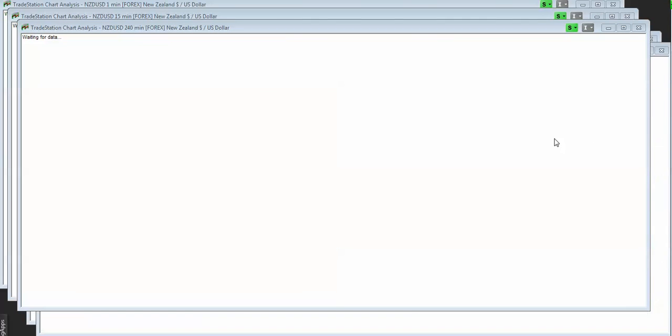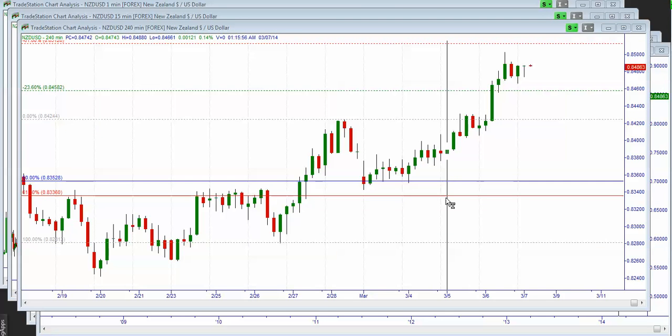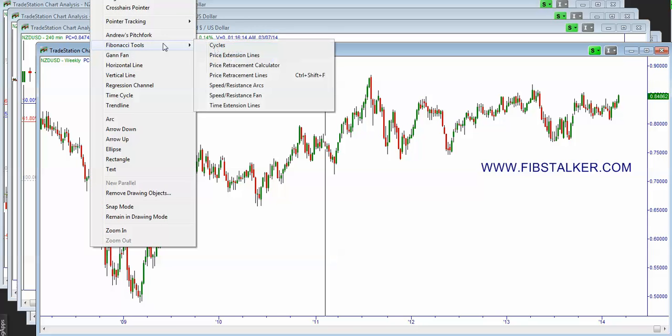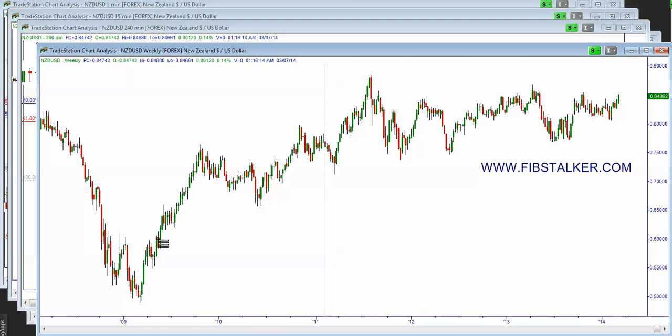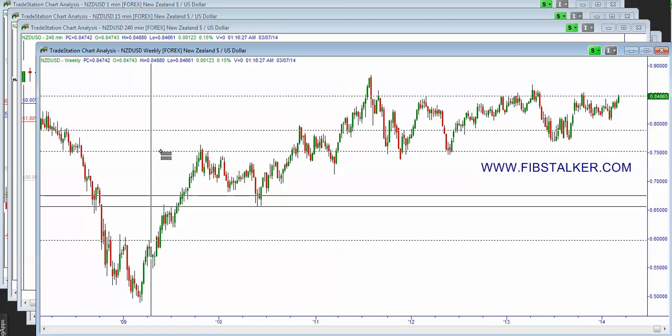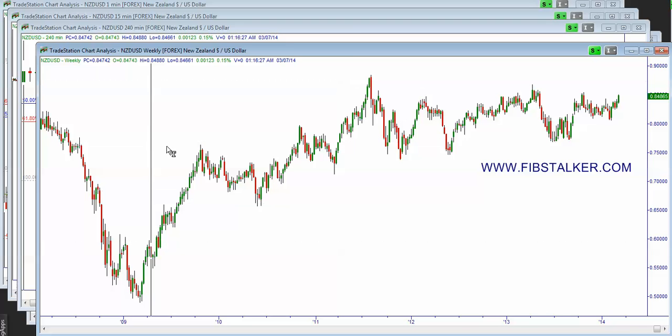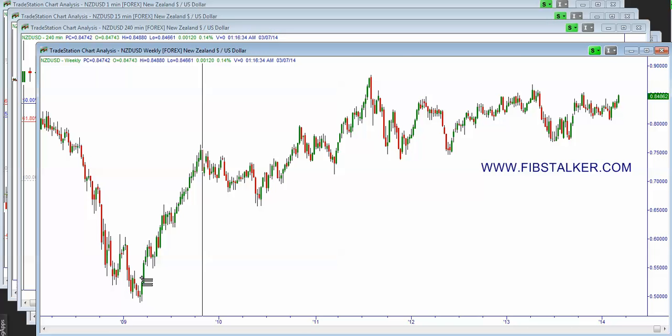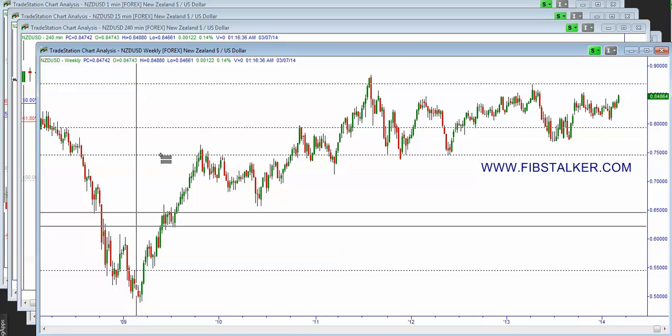And finally, New Zealand dollar versus the US dollar. This market is in a bullish up move from the weekly. We can see highs to highs here. No, this is not the trade. Let's see what the trace is here. Let me find it for you.